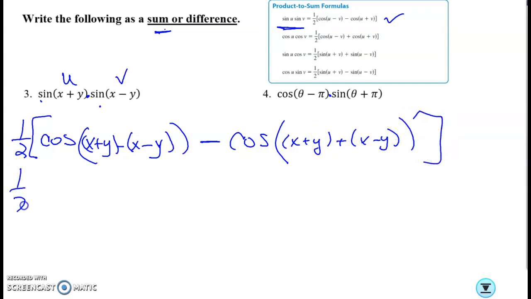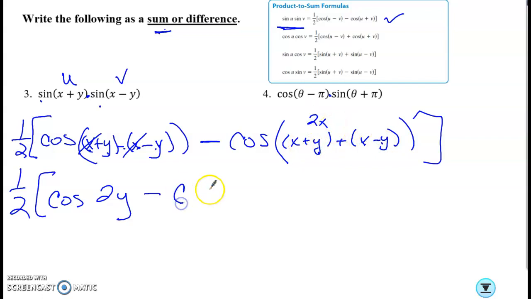So we have 1/2 on the outside, x minus x, those are gone. And this is y minus y, so that would be 2y. So this is the cosine of 2y minus, here we're adding, so x plus x is 2x, and y minus y, those would be gone. So this is minus the cosine of 2x, and that's how you would write that as a sum or a difference. Boy, it took a lot of room for that first one.